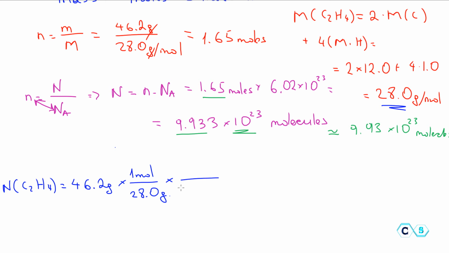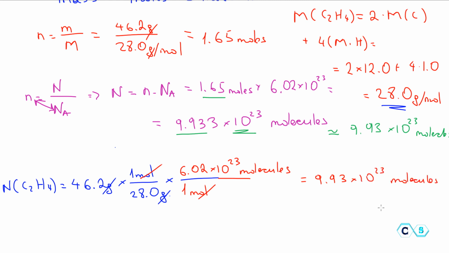Now multiply again. We know that every 1 mole, so let's show that this is now cancelled. Now, step 2, I'm trying to go from moles to molecules. What I write is every 1 mole of ethylene or anything else contains this number of particles, 6.02 times 10 to the 23rd molecules. So now we can cancel the moles, and this has to give us the same number. We'll round it off, so it will be 9.93 times 10 to the 23rd molecules of ethylene.